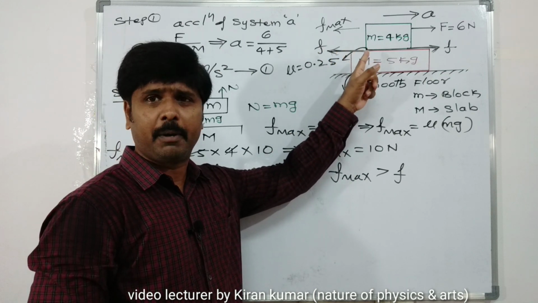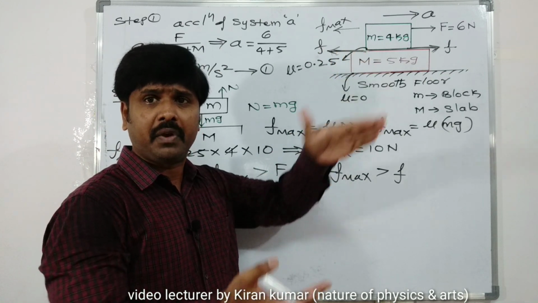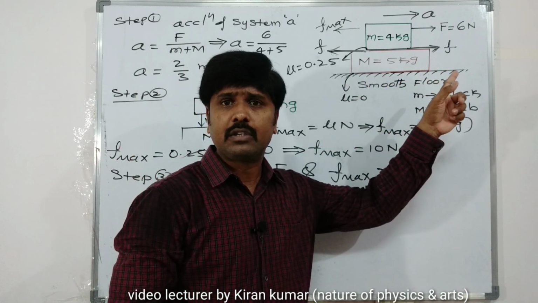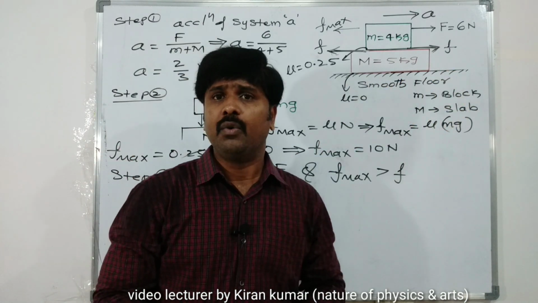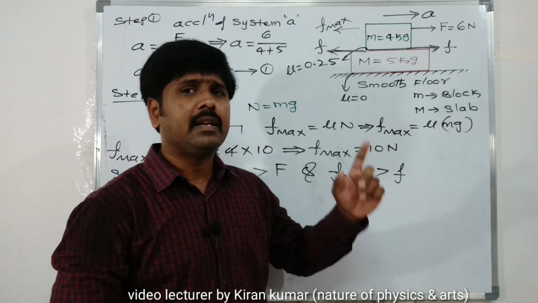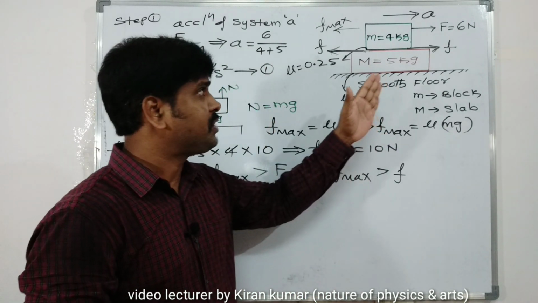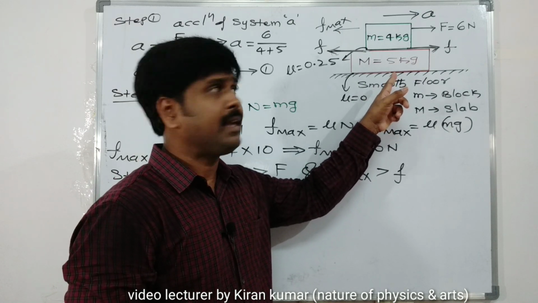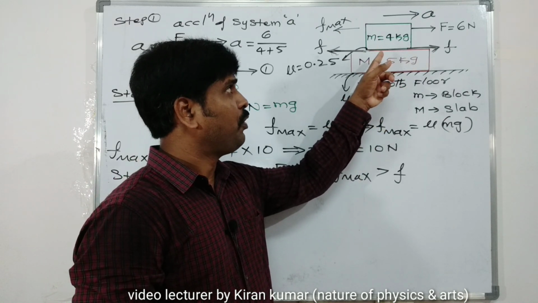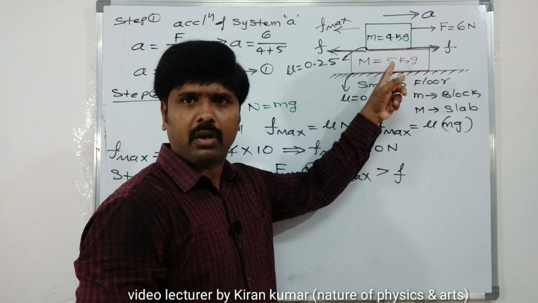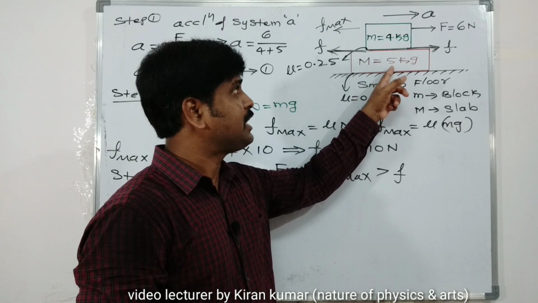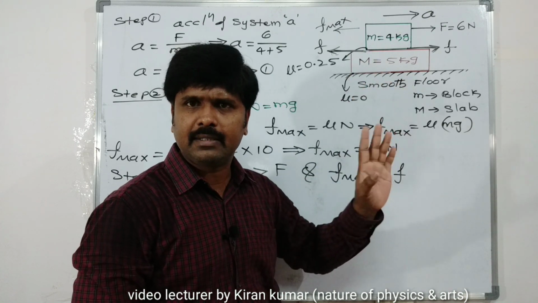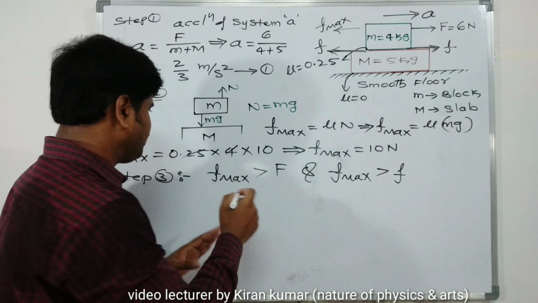So for the upper block, due to the frictional force between the two bodies, and on the lower block also, towards the applied force direction there is a frictional force. That frictional force tries to pull the lower body, that is the slab. The slab, capital M, is pulled by the block. Try to understand this.